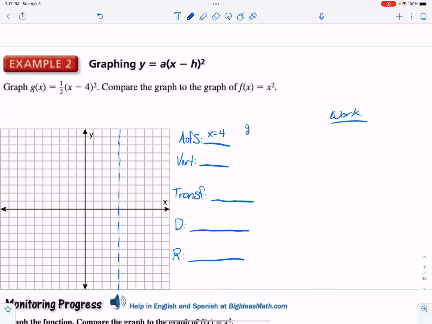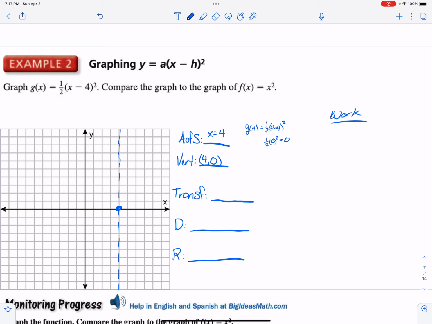So we have our function g evaluated at 4 is equal to 1/2 times (4 minus 4) squared. When I plug that in, 4 minus 4 squared is 0 squared, and 0 squared is 0, so 0 times 1/2 is still equal to 0. So 1/2 times 0 is still 0. So our vertex here is at (4, 0).